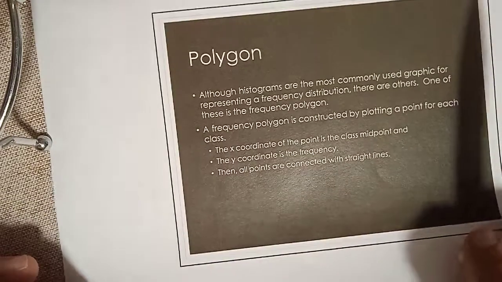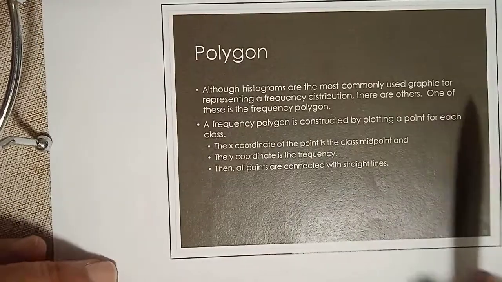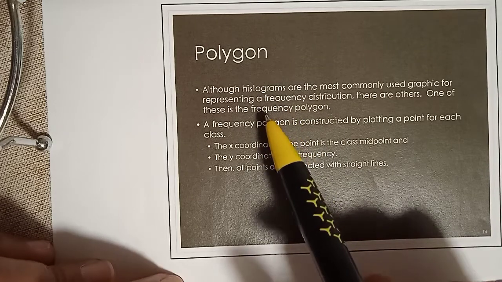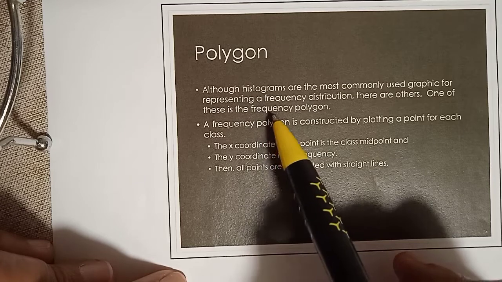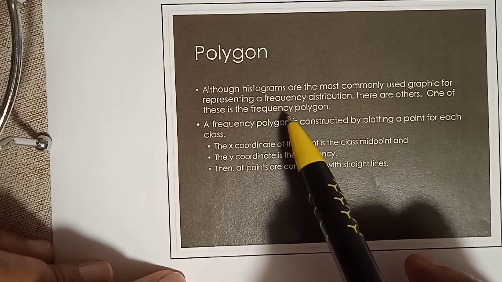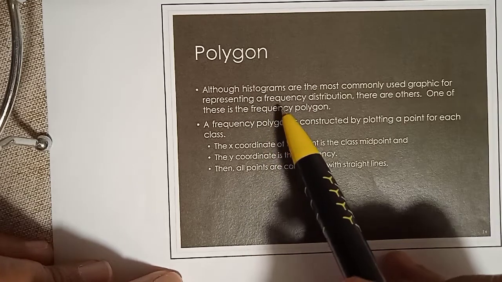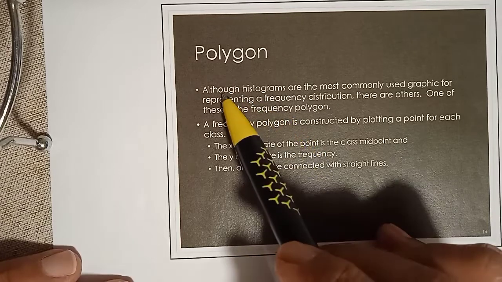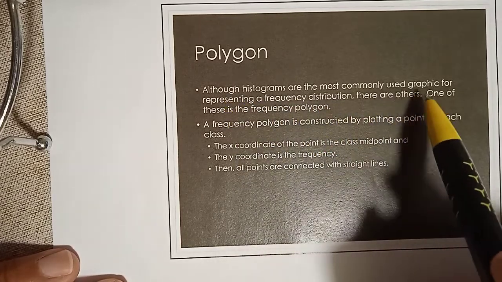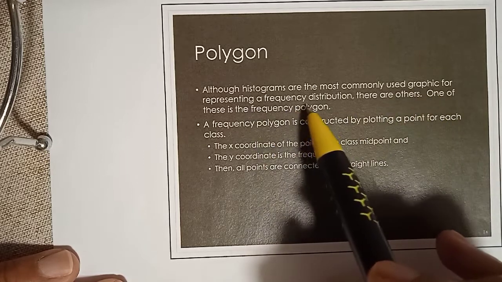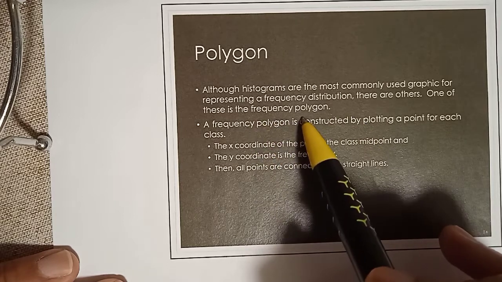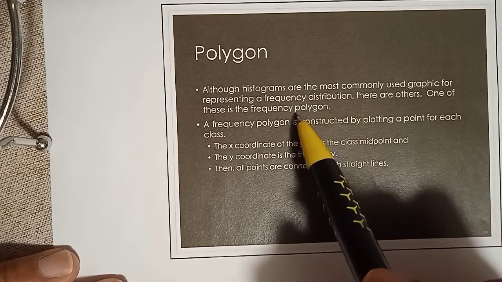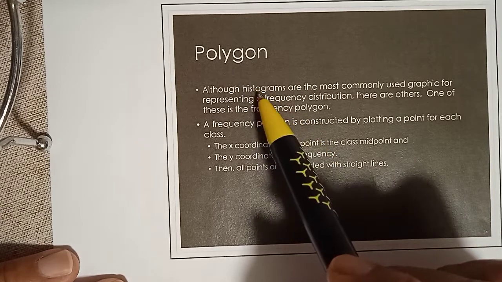Okay, next is polygon. Polygon is another form of how data is displayed to provide information for easy reading and easy data processing. Although histograms are the most commonly used graphic for representing a frequency distribution, there are others. One of these is the frequency polygon. We can also display information in the form of polygon instead of histogram.